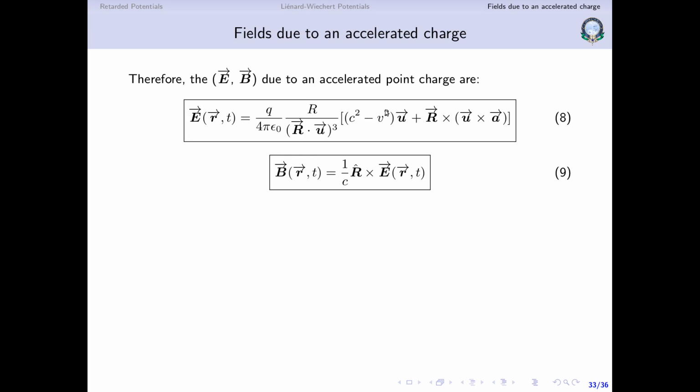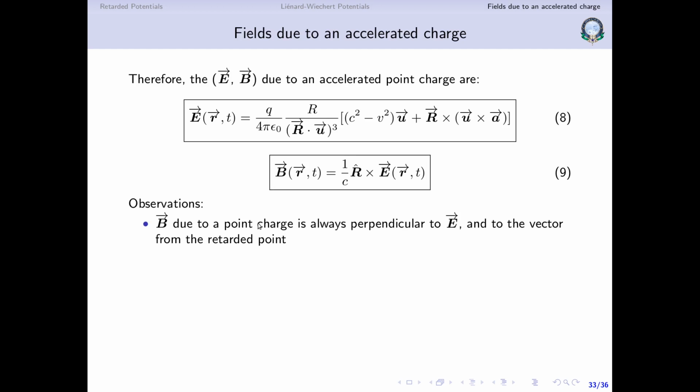So finally, these are the fields due to the accelerated point charge. This is what we are trying to find out. So E is this and B is this. A few observations. The first observation is that B due to a point charge is always perpendicular, because B is equal to R cap cross E. So B is perpendicular to E, and B is also perpendicular to R cap, because R cap is the unit vector which points from the retarded point to the source point. So B is always perpendicular to both of these vectors.